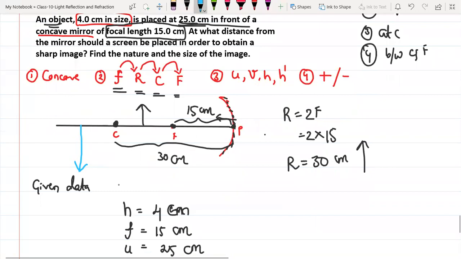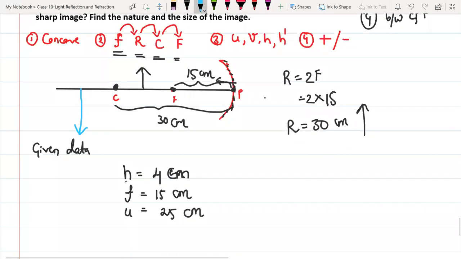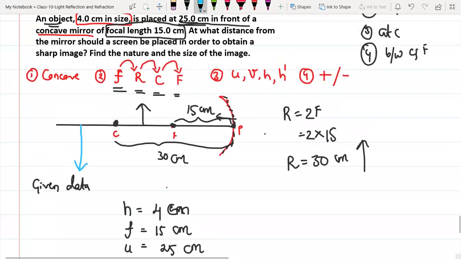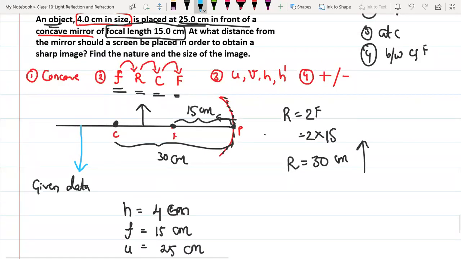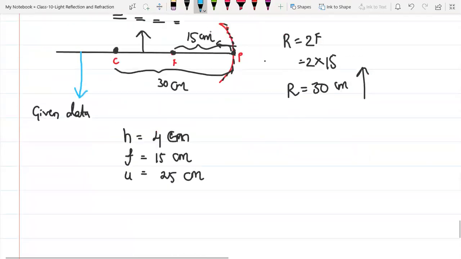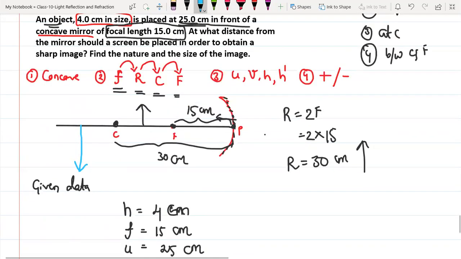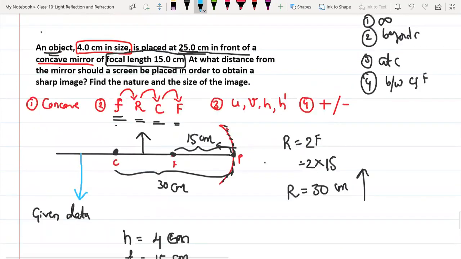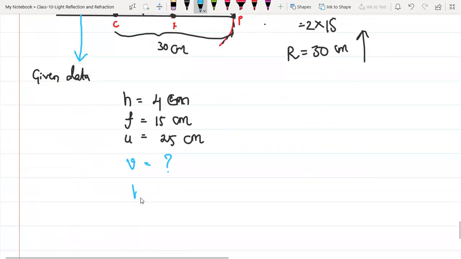Right. So easily we can conclude what he asked. At what distance from the mirror should a screen be placed to obtain a sharp image? So to obtain the image, V is equal to question mark. This is what we have to find. And find the nature and size of the image. So we have to find H dash also. That is the given data.